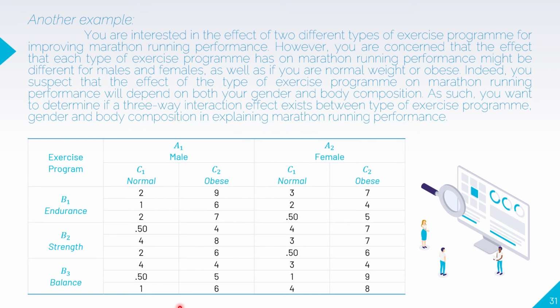So we use our three-way ANOVA here because we have three factors, which are the exercise program, the gender, and the body composition. So this is our table, our data. So this is now our gender, which has two categories, the male and the female. Our B, the exercise program, is categorized as these three: endurance, strength, and balance. While our body composition, or our C, we have normal and obese under the male and normal and obese under the female. So this is our data.